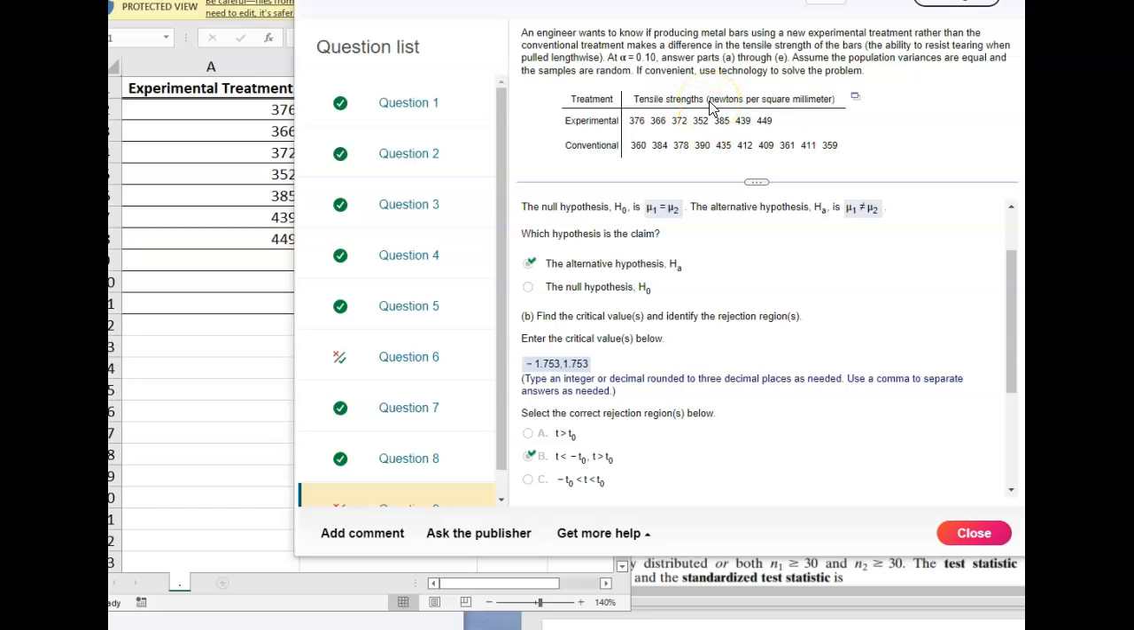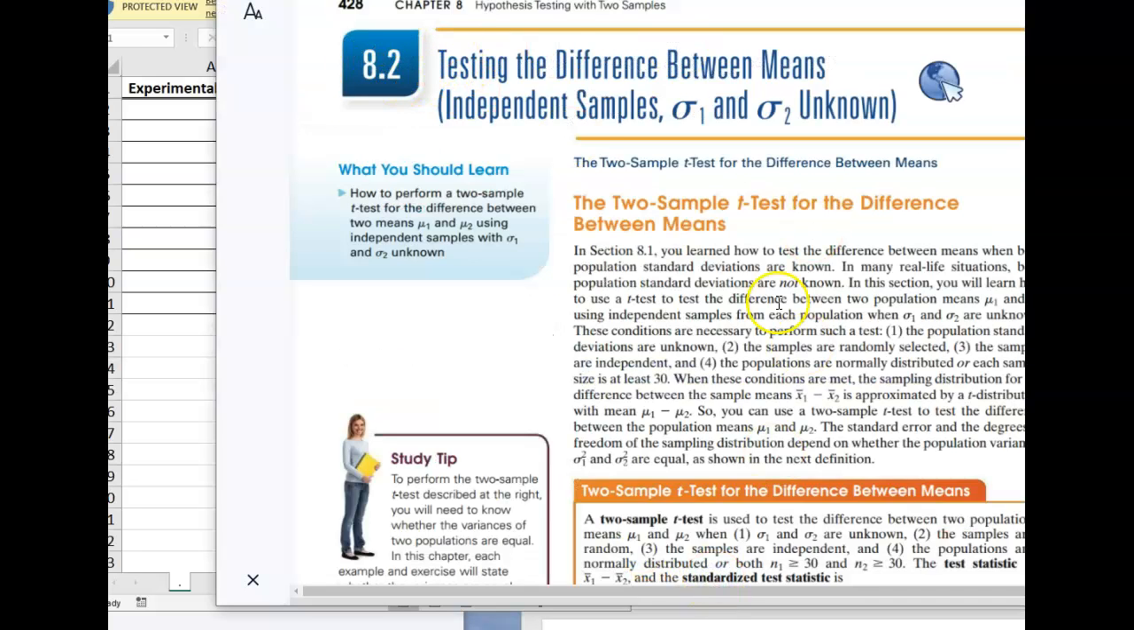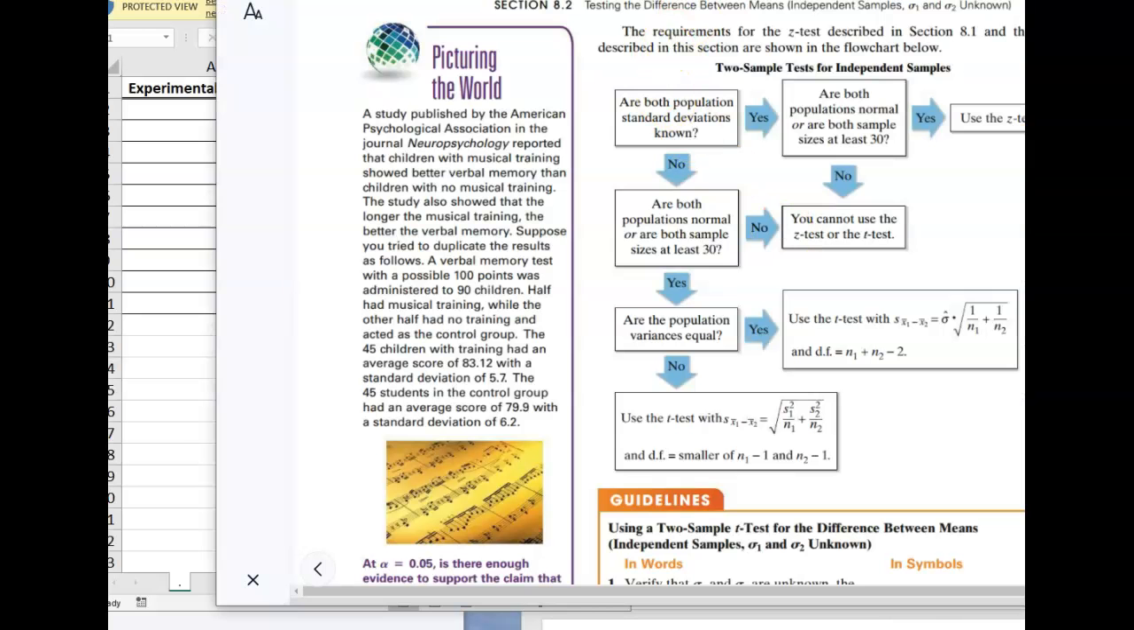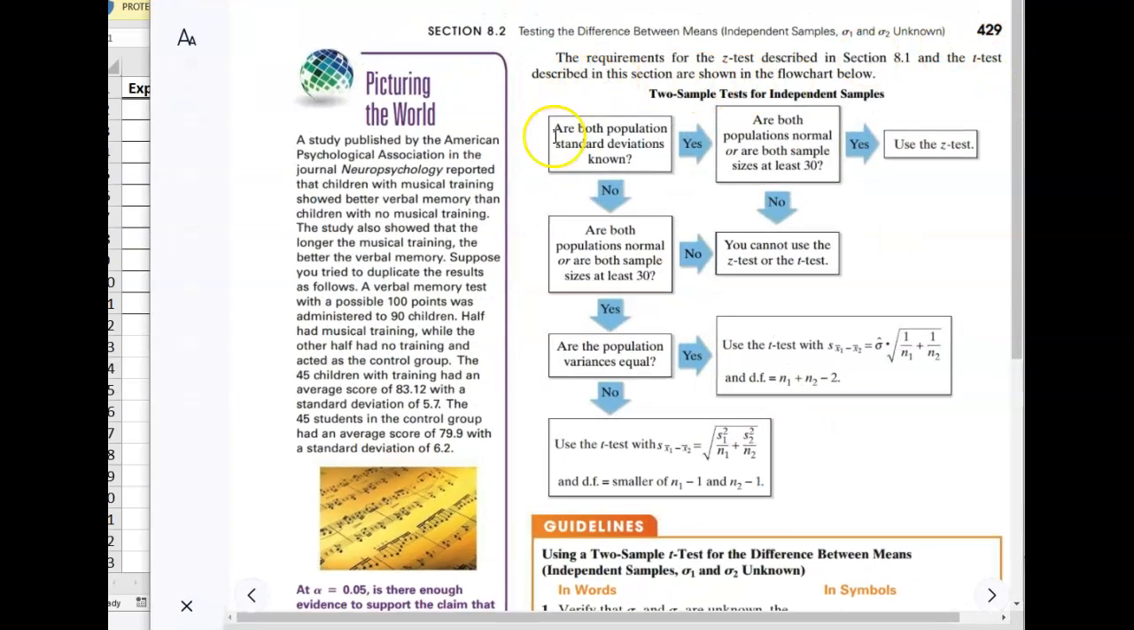In this problem, we are not told what the population standard deviation is, but we are told that the population variances are equal. So going to get more help and pulling up the textbook takes us to 8.2. And on this next page, 429, there's this flow chart. And we don't know the population standard deviation, so no. And so we can answer this problem, we're assuming the populations are normal, so yes.